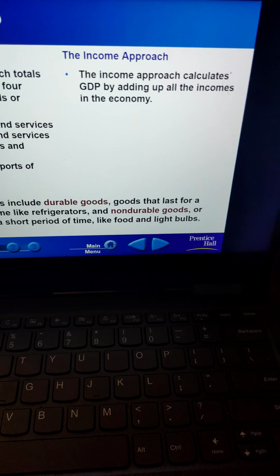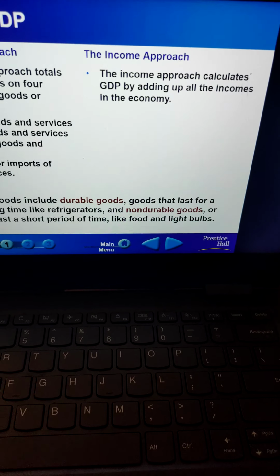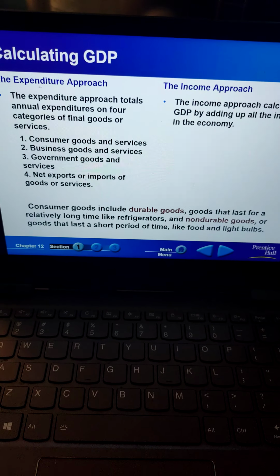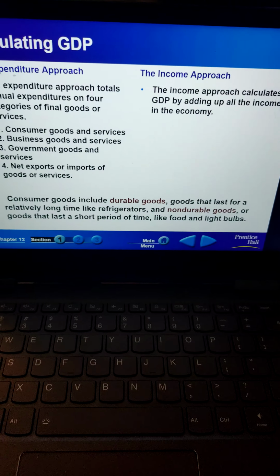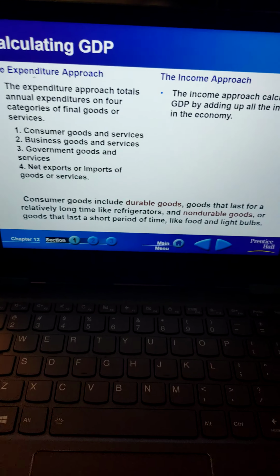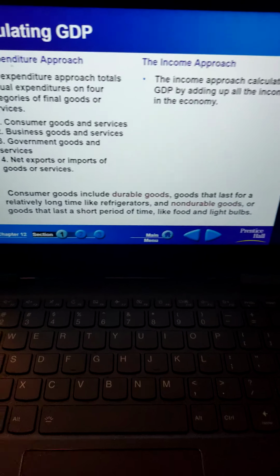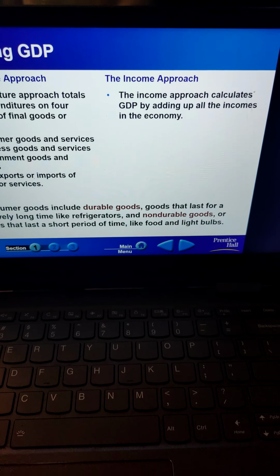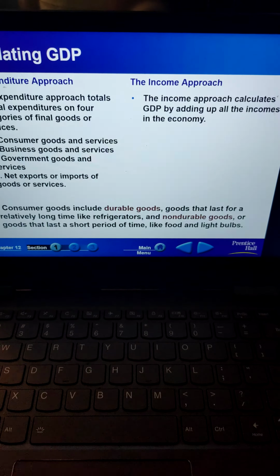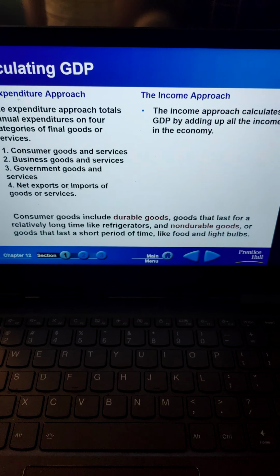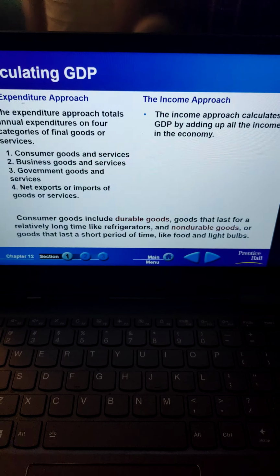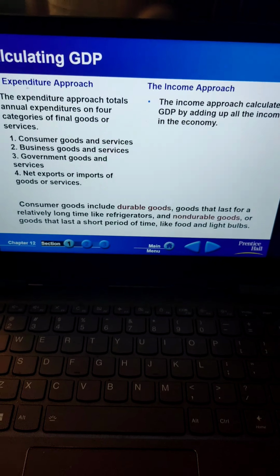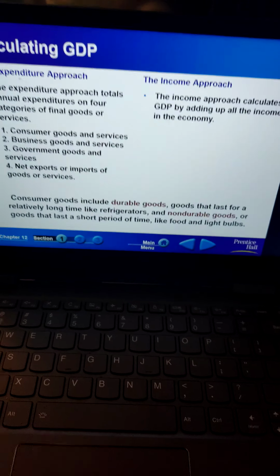The income approach calculates GDP by adding up all of the incomes in the economy. And the understanding of this is if you take the income approach instead of the expenditure approach, what you're getting is about the same amount, because the income that people are paid is the same money that would have been spent on the goods and services that were provided by those workers in the workforce. So hopefully that makes sense.